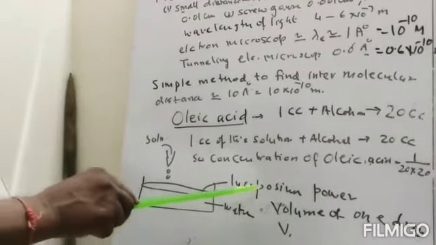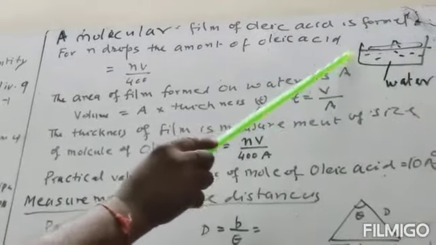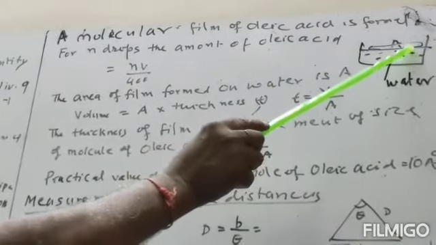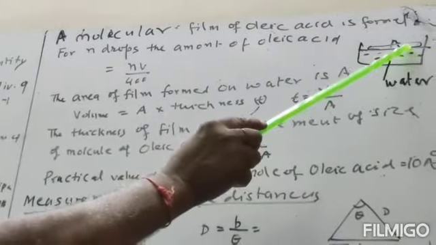Let V be the volume of one drop, and if we drop n drops, then the total volume of the oleic acid solution will be n into V. Now what will be the concentration? We can find the concentration. Concentration will be equal to n into V multiplied by 1/400. So we have a trough in which water is there, and we pour the lycopodium powder on it, so lycopodium will spread over it.